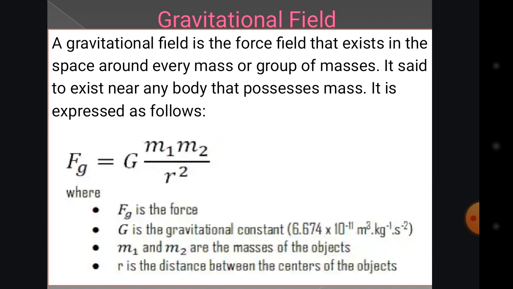The R can be given, the m1 can be given, and the m2 can also be given, but G is constant and is not changing. So this formula is used for calculating the gravitational field, and this is the meaning of the gravitational field: the force that exists in the space around every mass or group of masses. So this is about the gravitational field.